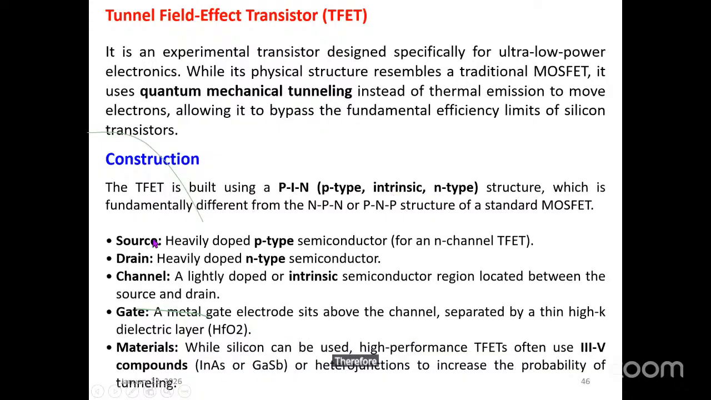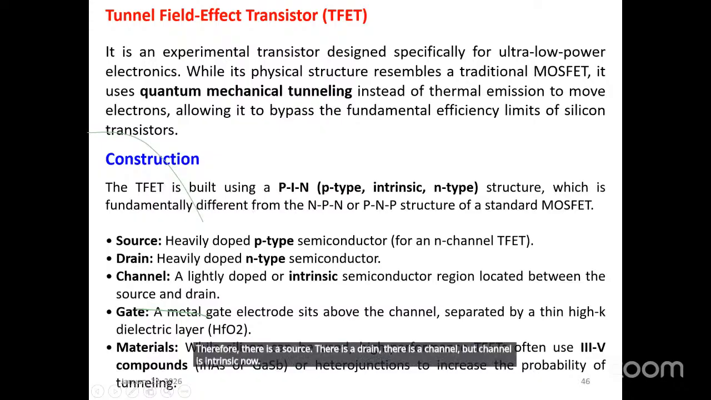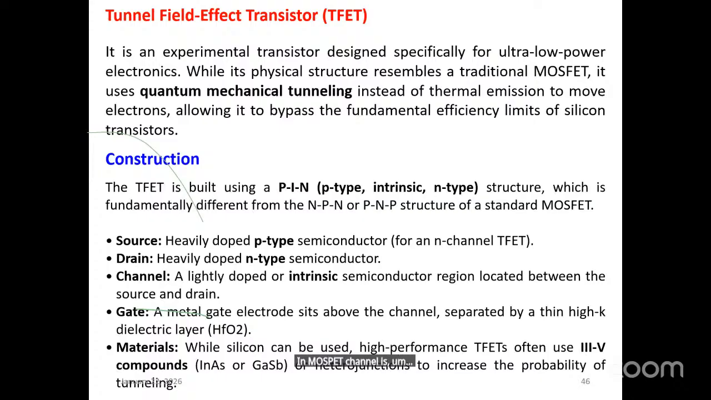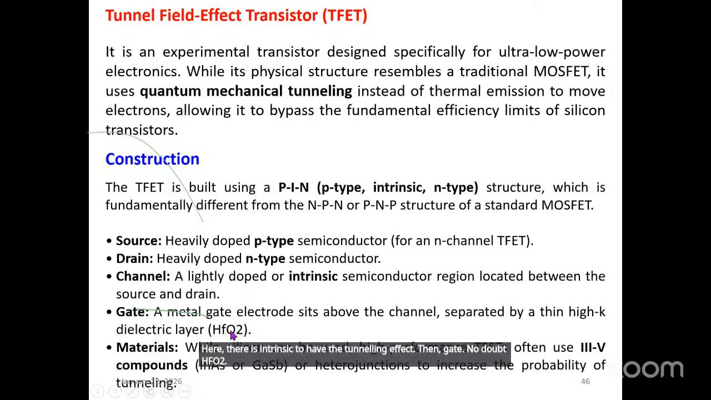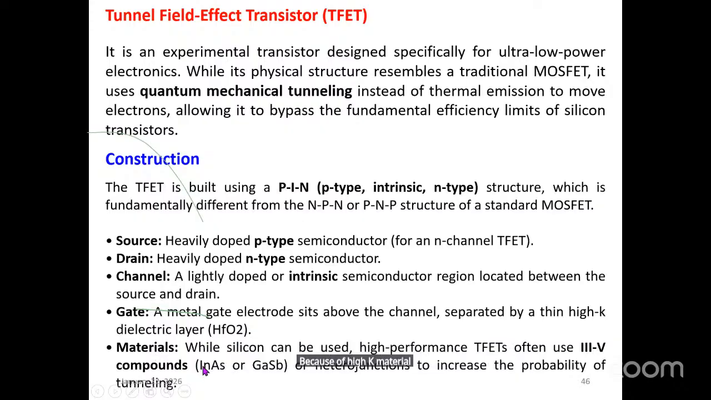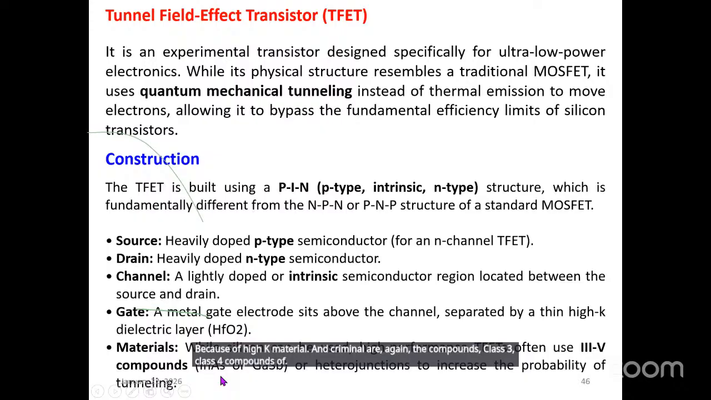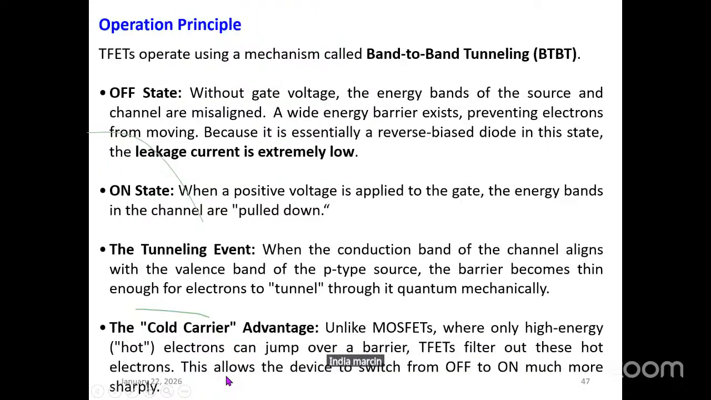This kind of structure is there, a very thin structure. Therefore, there is a source, there is a drain, there is a channel, but the channel is intrinsic now. In MOSFET, the channel is not intrinsic, it is doped material. Here, the channel is intrinsic to have the tunneling effect. Then the gate, no doubt HfO2 because of high-K material, and the remaining are again the compounds, class 3, class 4 compounds of indium arsenide and gallium arsenide.